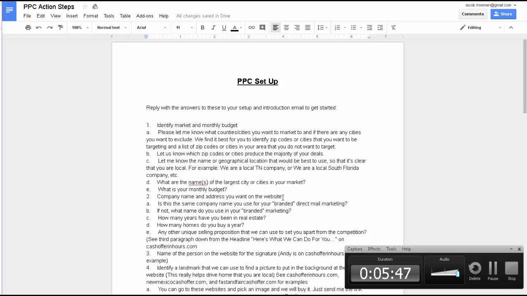So the company name and your address you want on your website, is this the company name that you used for branded direct mail targeting? The reason we ask this is like with us, the company name is Key Point Solutions. We put that on postcards. We also bid on that term in AdWords so that our ad shows up when someone searches for our company name. It's a super targeted person. They're looking for us. We want to make sure that we show up first so that they can find us. So if not, what do you use in your branded marketing? Again, we're just looking for that company name so that we can bid on it and make sure that our ads are showing when someone searches for us.